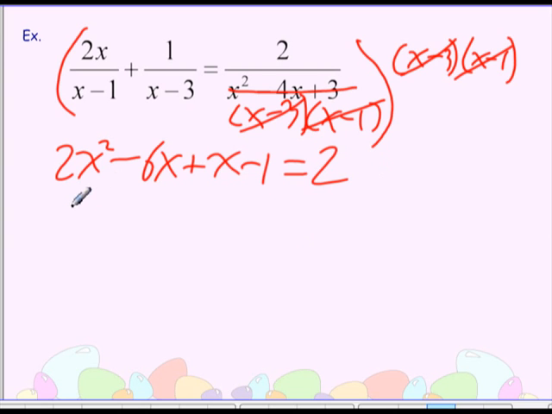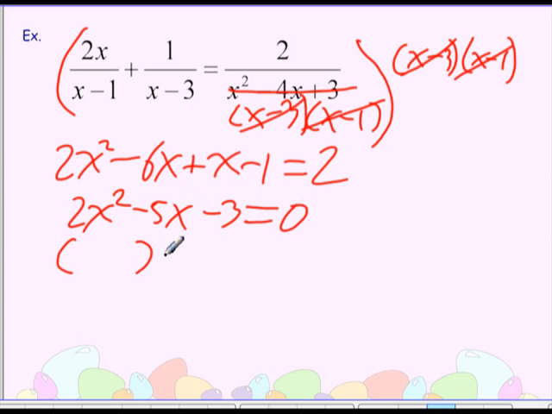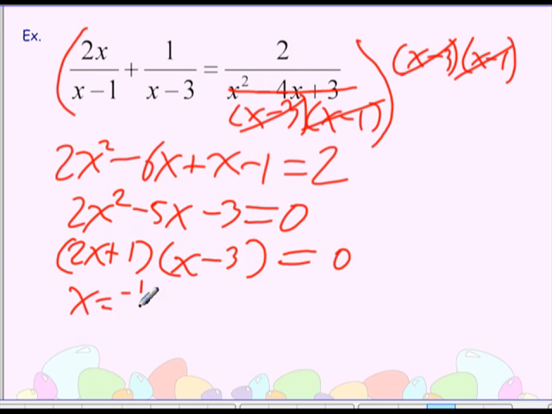So let's subtract the 2, bring that over to the other side. We've got 2x squared, oops, not minus 6x. Let's try that again. We have 2x squared minus 5x minus 3 equals 0. And this one is factorable, so that's 2x and x. And if we do a minus 3 and a plus 1, we can solve this one by factoring. So this is going to give us a root of negative 1/2. And this will give us a root of x equals 3.